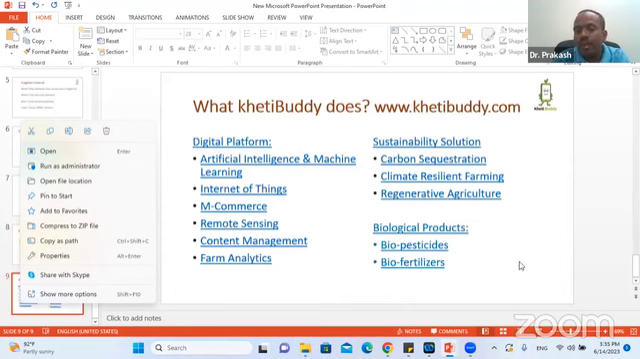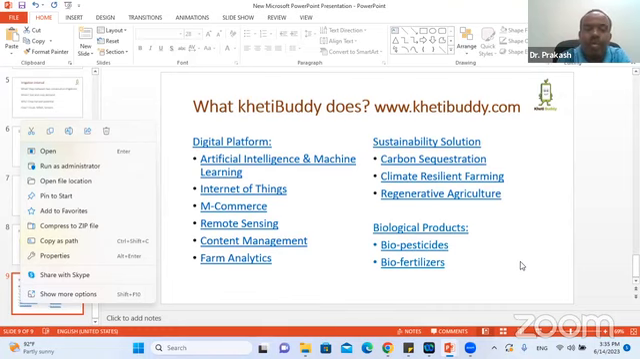Then I will add some of what Khetibuddy does. My organization is Khetibuddy. We are a digital platform provider. In the digital platform, we are majorly focused on artificial intelligence and machine learning. That is the AI ML model, where you can share photos through mobile and the model can show whether it is a nutrient deficiency, a disease or another pest. Such types of AI ML models we are developing on our platform.